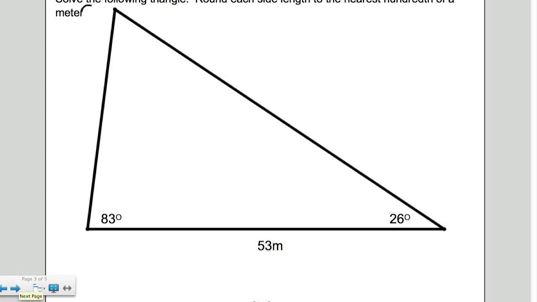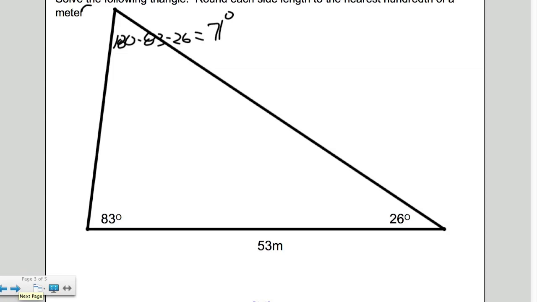So what's the first thing that we can pick off right away? We pick up the last angle. Good. We're given two angles of a triangle, so we can always know what the third one is. How do we figure out the third one? Well, 180 minus 83 minus 26. 83 plus 26 is 109, so this is 71 degrees.